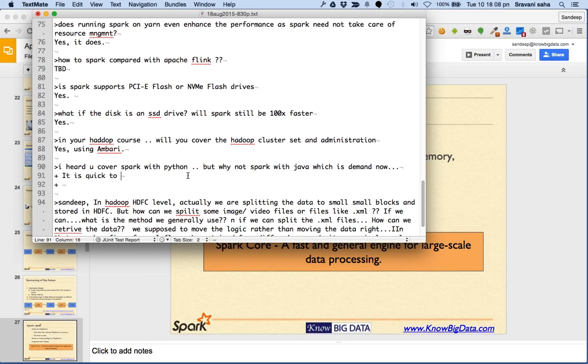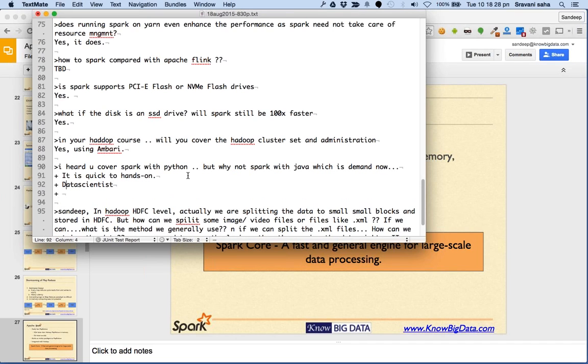Okay. That's the reason. And second was that most of the data scientists are focusing on Python because of the libraries. All right, because of the libraries. Okay, because a data scientist.